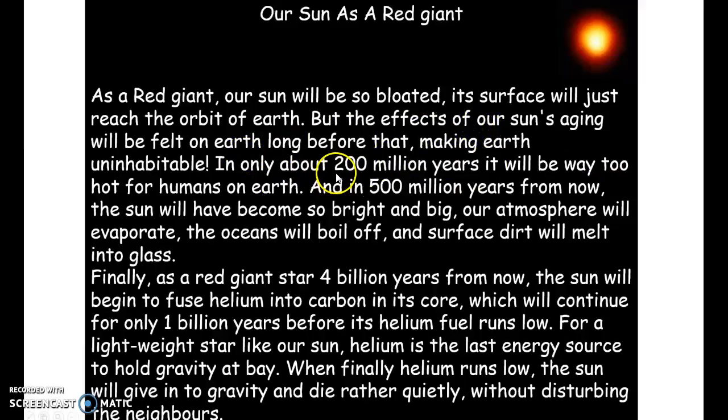Essentially, once that happens, the Earth obviously is going to be uninhabitable. Good news is we'll be dead. The sun will become so bright, so big, our atmosphere will evaporate, the oceans will boil off, and the surface and dirt will melt into glass. Whoop.